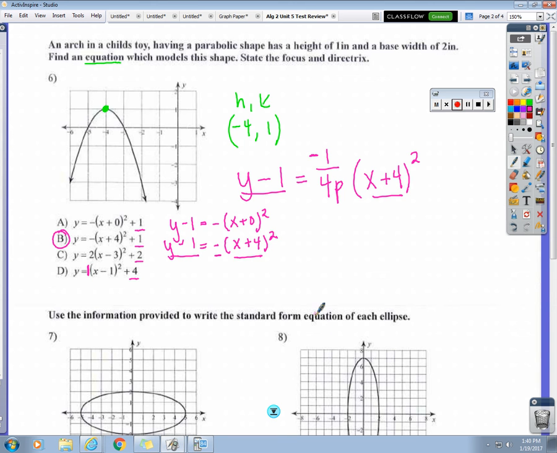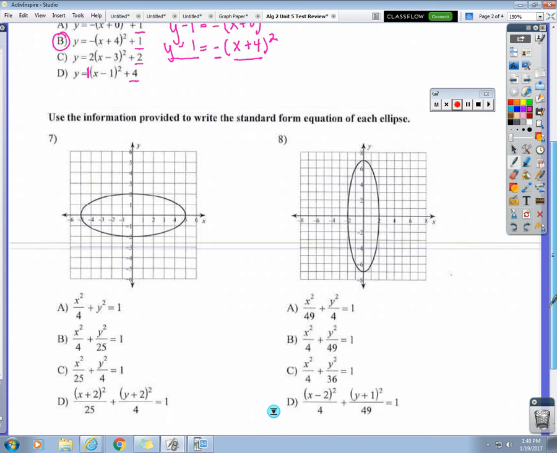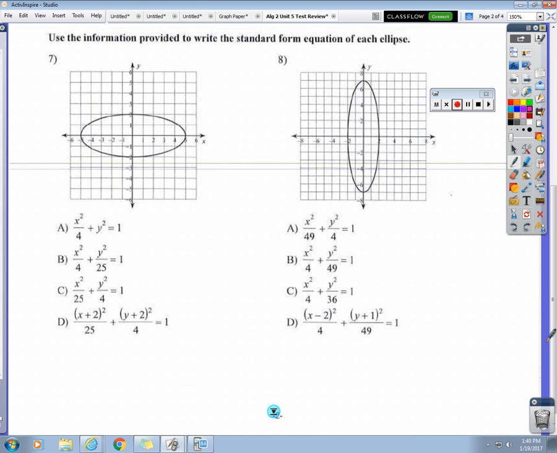Does that make sense? On the test, your choices won't look like this. They'll be in the right format. You won't have to change them over like we just did. They'll be right on the test. Does that make sense? Okay, now we're done with parabolas. Now let's move on to ellipses.